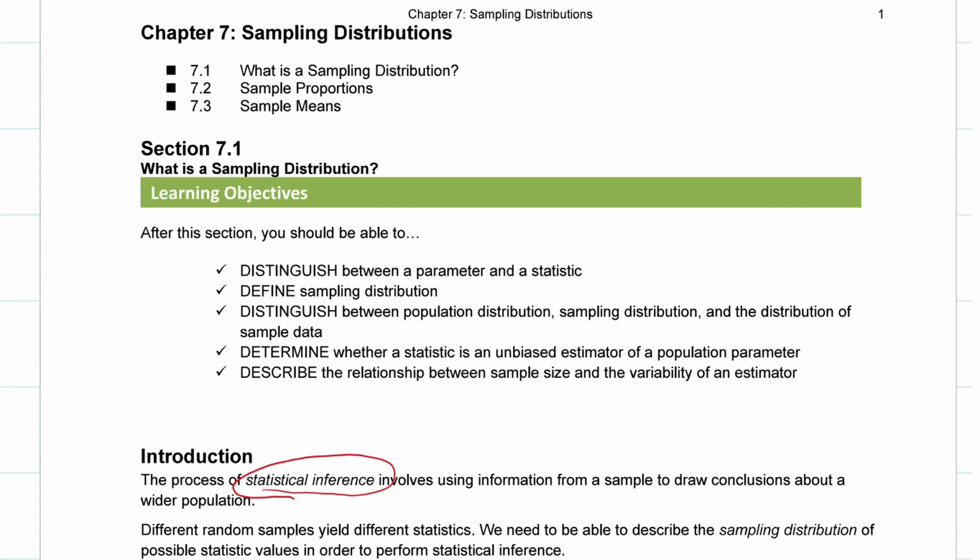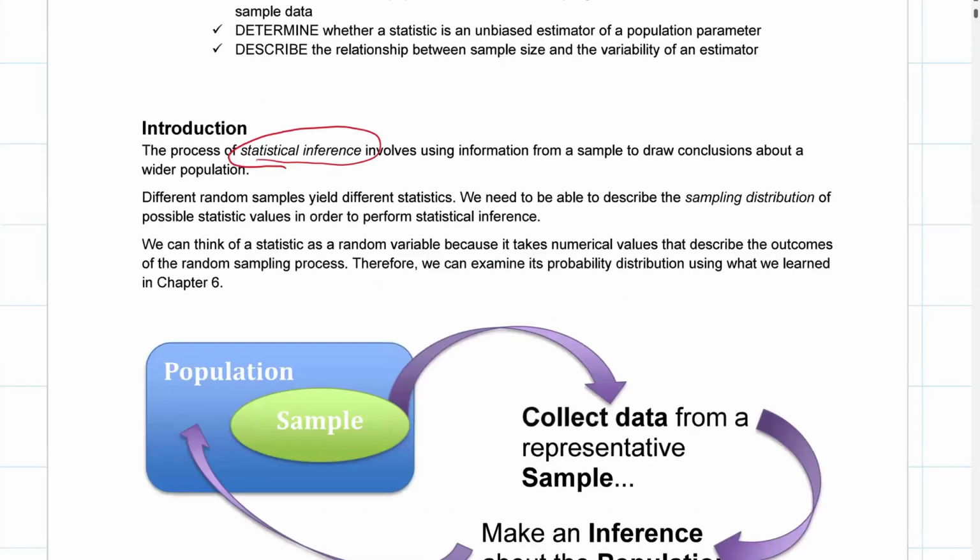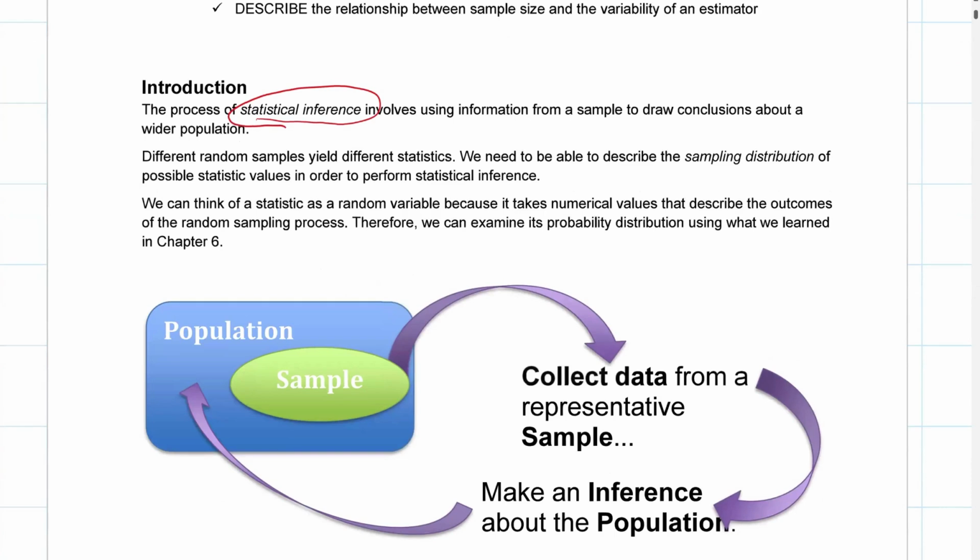And numbers that define or summarize a population are called parameters. But getting information from a population is really, really hard. Populations are really, really large. Getting everyone in a population is really, really hard. So instead of dealing with a population, we're going to take a subset of a population called a sample.